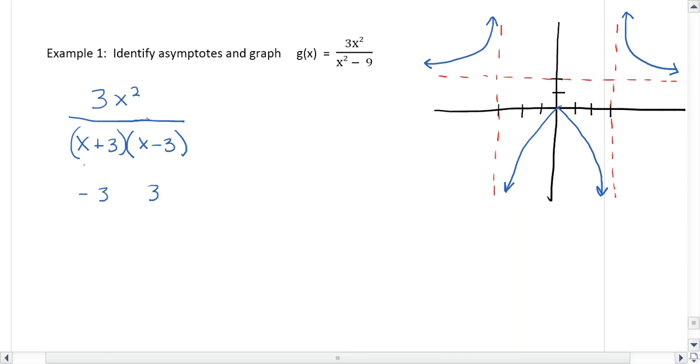If they're holes in the graph, there would be a match for these binomials in the numerator, and neither one of them have a match. So I'm left to conclude that these are both vertical asymptotes. So I have a vertical asymptote at x equals -3 and x equals +3. And looking at the graph, that is certainly the case. I drew in these vertical asymptotes as dotted lines.